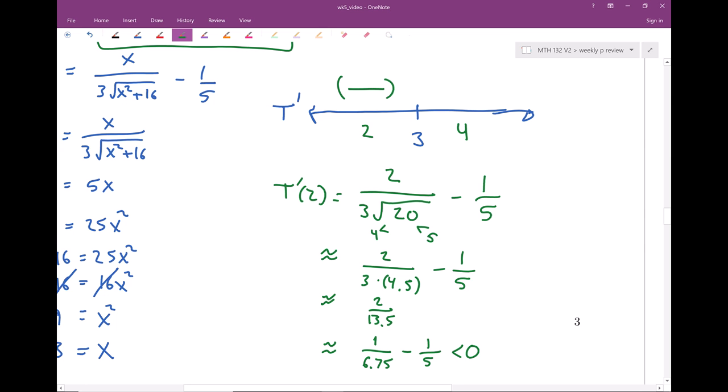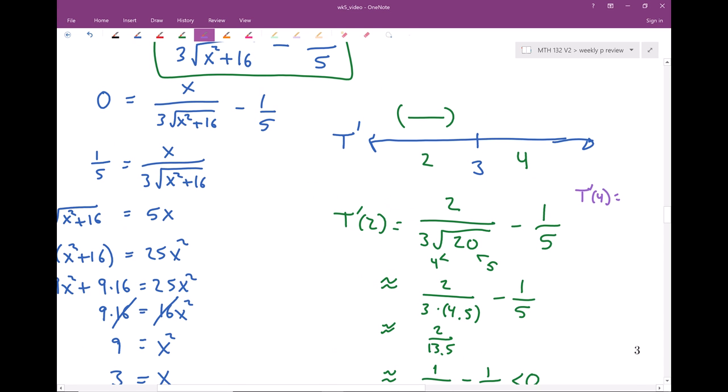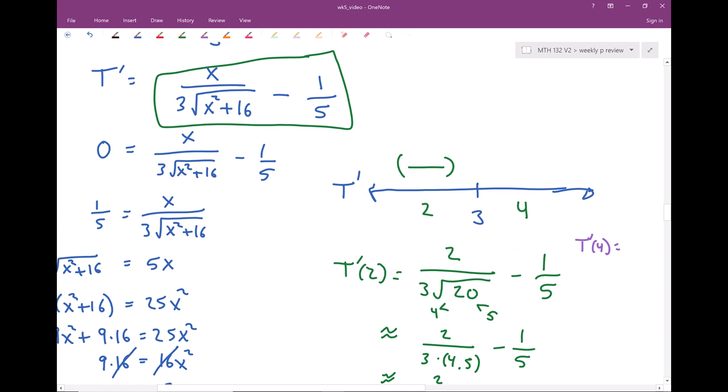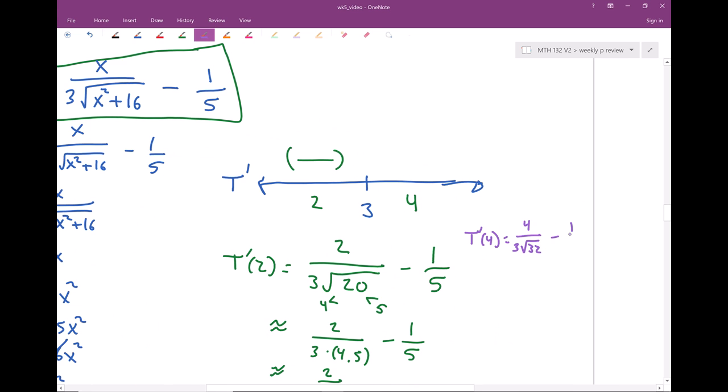Which is what we were hoping for, right? Again, we're hoping that 3 is a minimum, that this has minimized the time. And likewise, when I plug in 4 here, I'm really hoping that I get a positive number. So let's go ahead and try this. So if I plug in 4, t prime of 4, and I'm going back to my derivative up here, which I have circled. So when I plug in 4, I'm going to have 4 divided by 3 times the square root of 16 plus 16, that's going to be the square root of 32, minus 1/5.